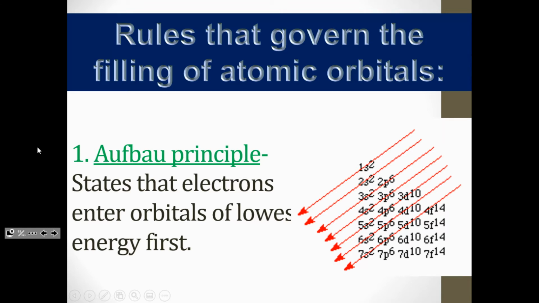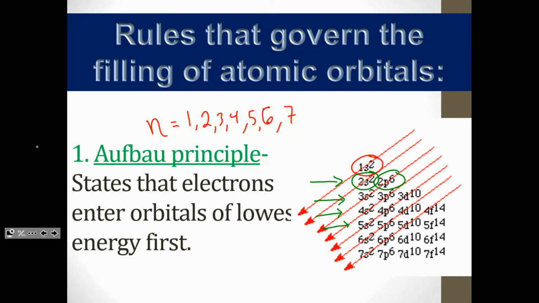The first rule is called the Aufbau principle, and this states that electrons must enter orbitals of lowest energy first. So we're talking about the principal quantum number n, where we have 1, 2, 3, 4, 5, 6, 7, which would be the last row of the periodic table. We have to fill in electrons first, starting with s, and then we can go to the second energy level, and then the third and fourth and fifth and so on. We cannot fill in electrons of higher energy before we go back and fill in the lower ones first. That is the Aufbau principle.